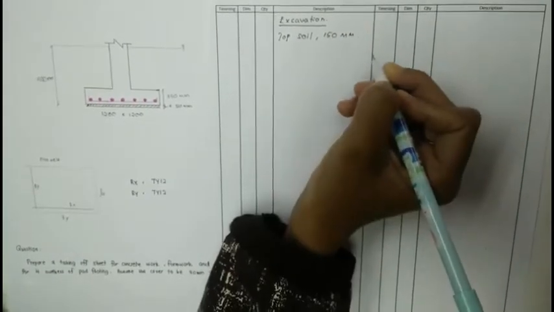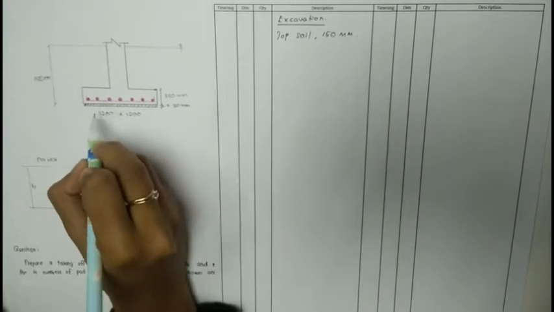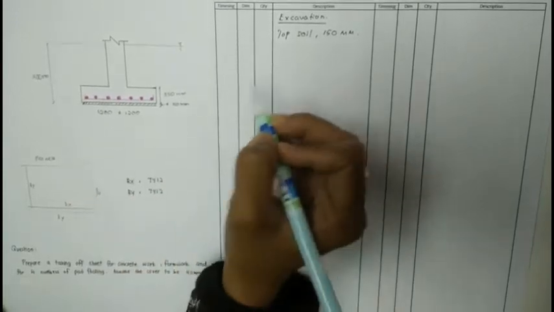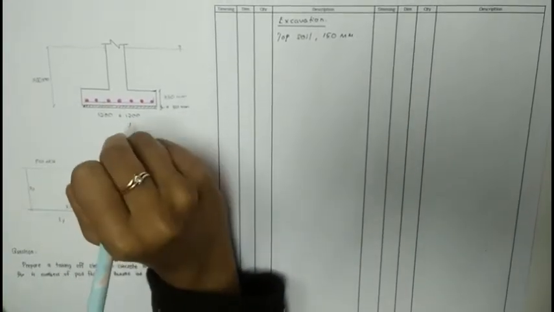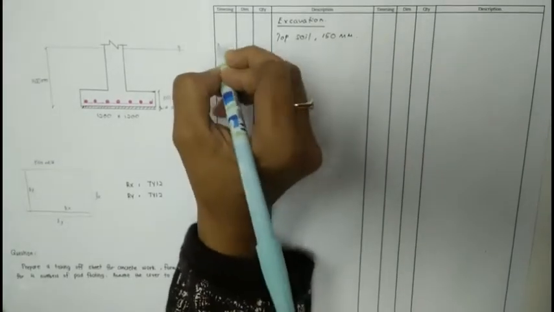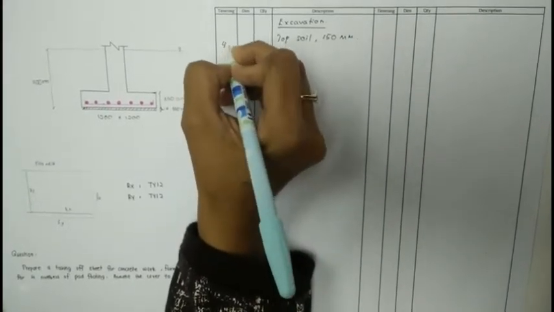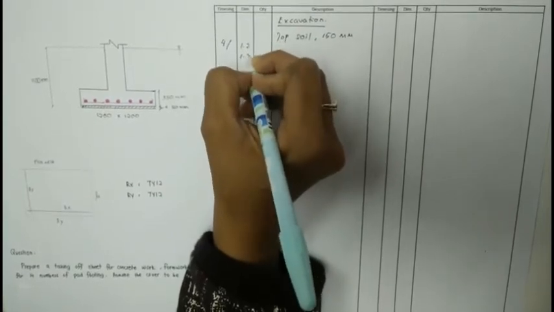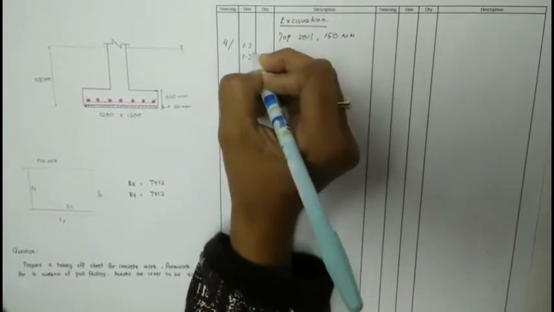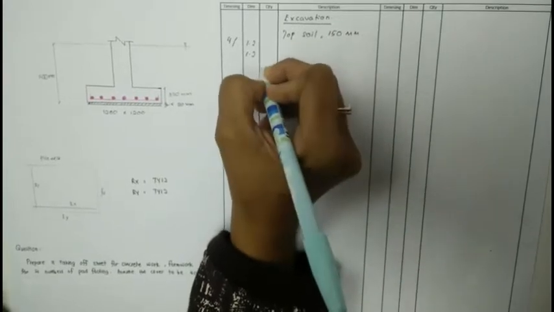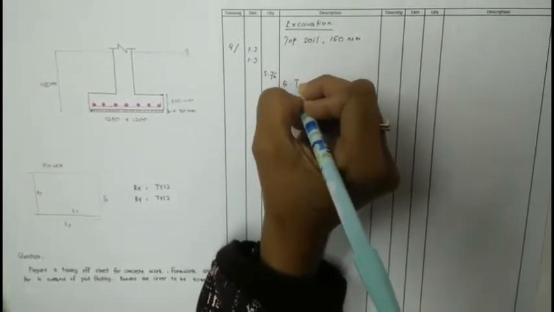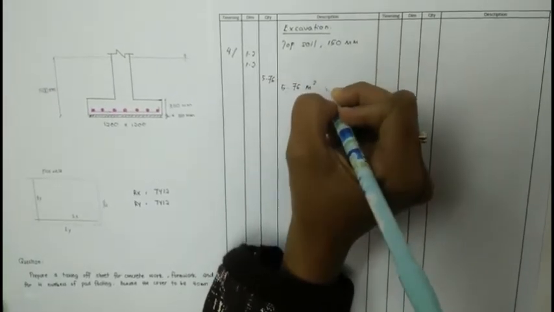mm. So we know that the size of the pad footing is 1.2 meter times 1.2 meter. So we will excavate for the topsoil according to the size of the pad footing. The number of pad footings is 4 and the size of the pad footing is 1.2, 1.2. So we multiply all these numbers and we get the value 5.76. We write here again 5.76 meter square topsoil.